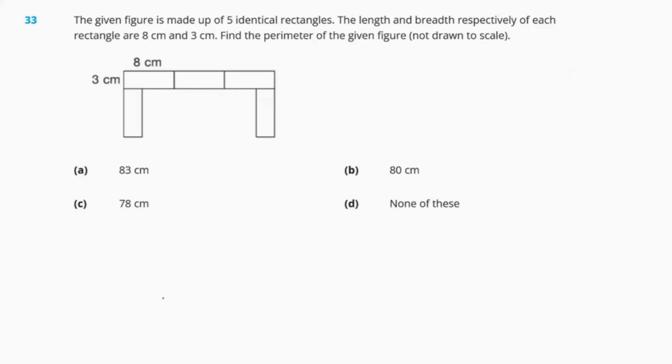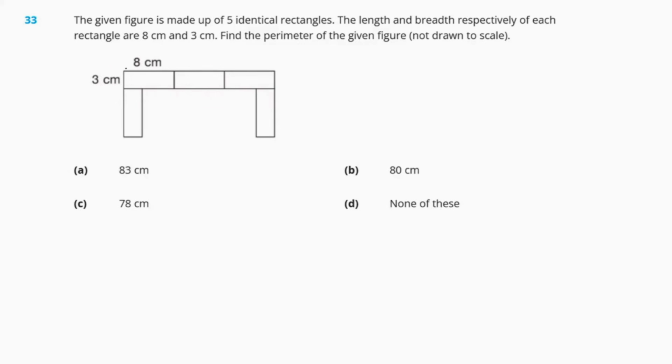Okay. Now next question is, the given figure is made up of 5 identical rectangles. The length and breadth respectively of each rectangle are 8 centimeter and 3 centimeter. Find the perimeter of the given figure not drawn to scale. Now first of all, what is a perimeter? Perimeter means the sum of the sides, right? The sum of the length and breadth of the sides, right? So that gives us perimeter. Now here it is given that 3 centimeter is the breadth and 8 centimeter is the length.